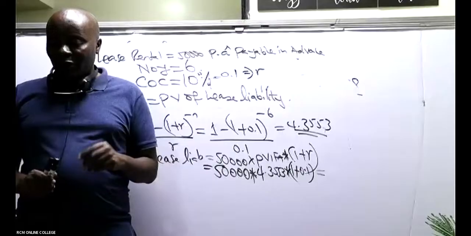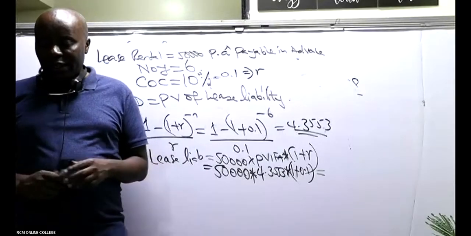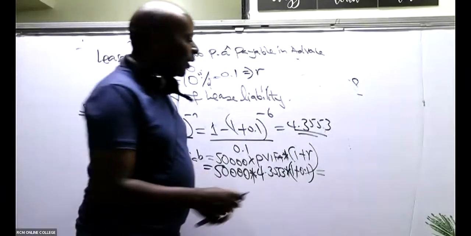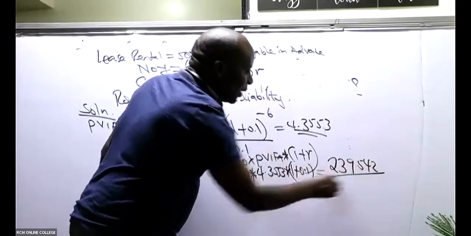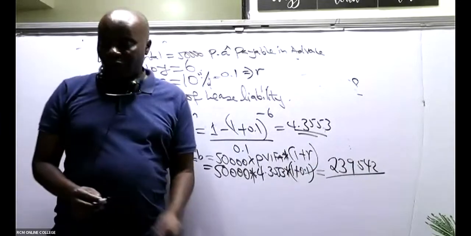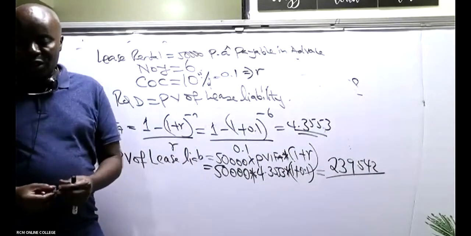Mumbi is giving me a figure of 239,542. Is that figure correct? Thank you so much.